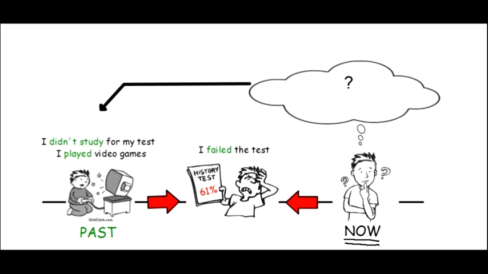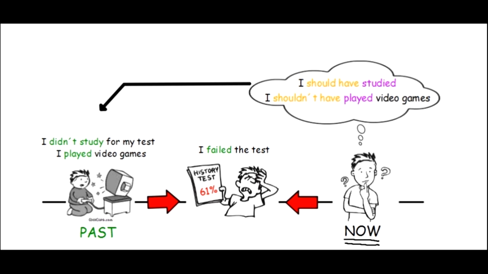Well, maybe he's thinking, for example, well, I should have studied, right? The reality is that I didn't study for the test. But now he's thinking, well, I should have studied. Or maybe he's thinking, well, I played video games, that was the reality. But now he's thinking, well, I shouldn't have played video games. So these are regrets. These are regrets that he has about something he did in the past.